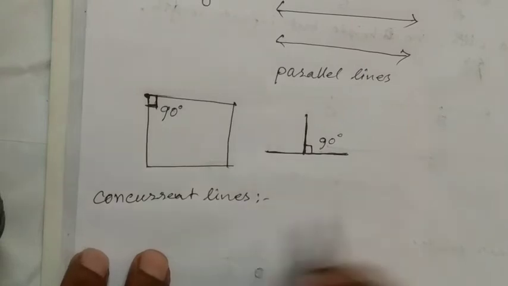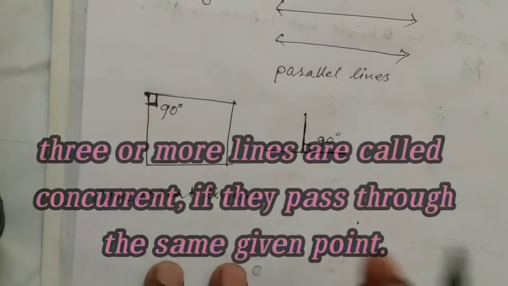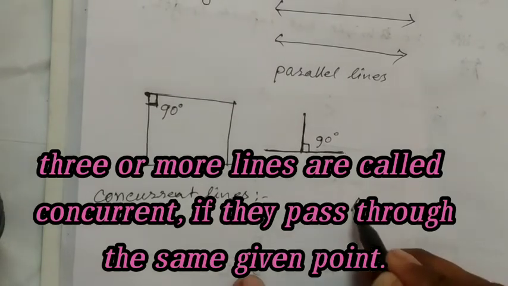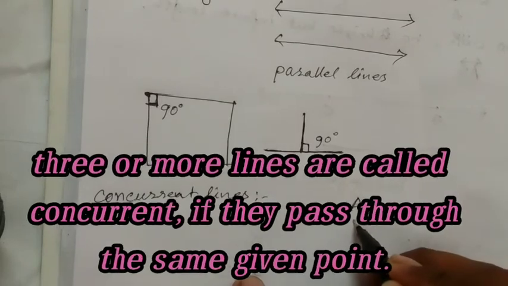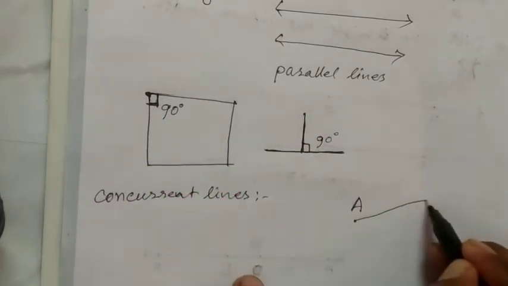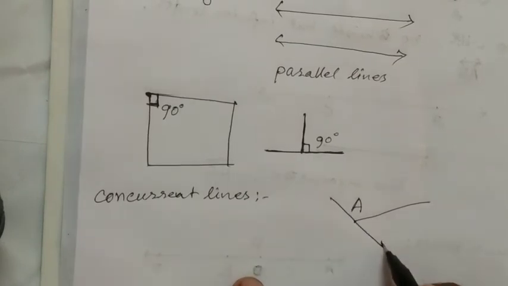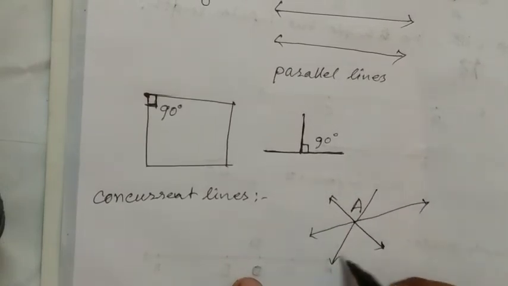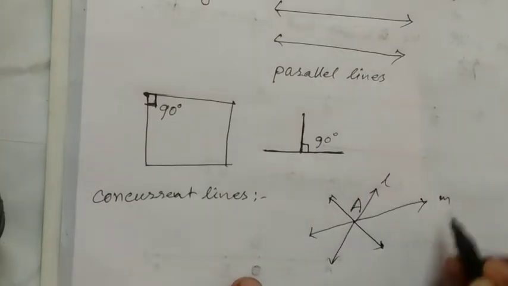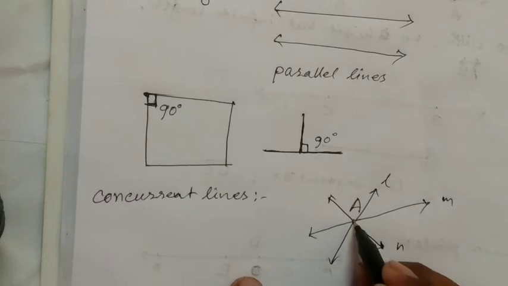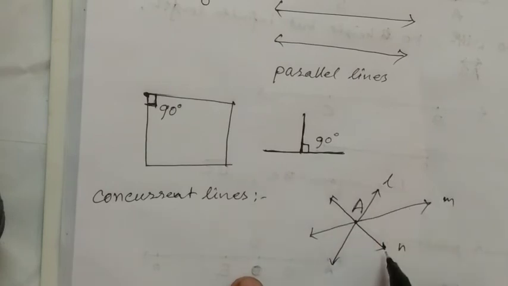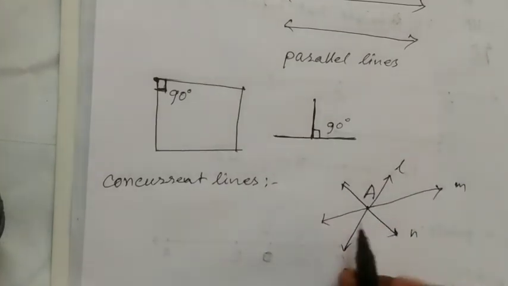Concurrent lines. What are concurrent lines? Three or more lines are said to be concurrent if they pass through the same given point. As the point A, if there are 3 or more lines passing through this point, L, M and N, 3 lines passing through the same point A, then these 3 lines are called concurrent lines.